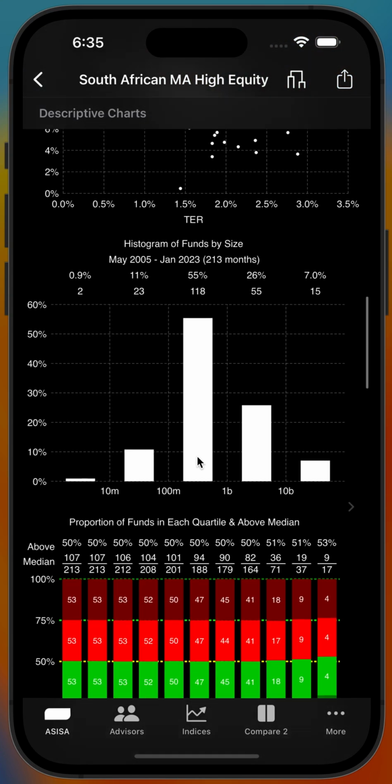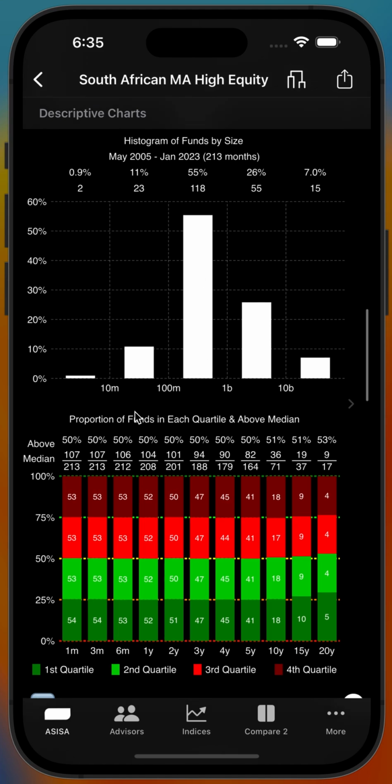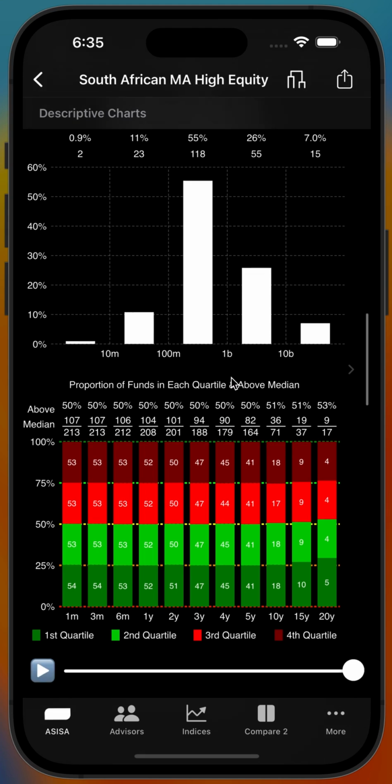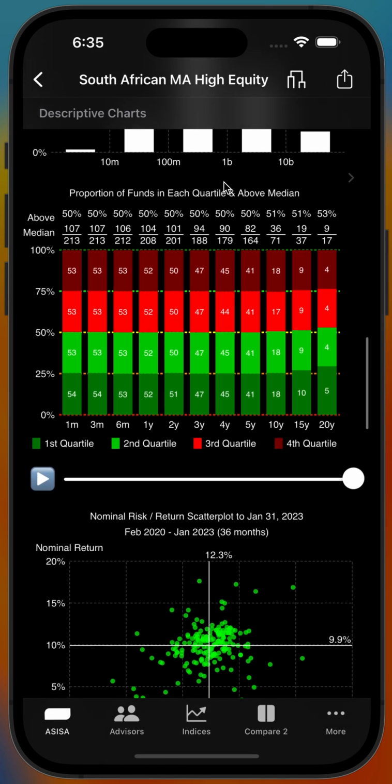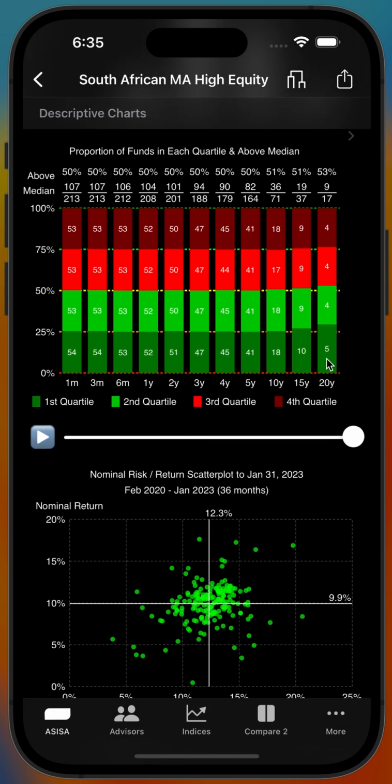Okay, just a histogram of the size of the funds, and here this is really a log scale. You can see it goes up in orders of magnitude, so below 10 million, below 100 million, below 1 billion, below 10 billion, and above 10 billion. And you can see here the number of funds in each of those bins, as well as the proportion.